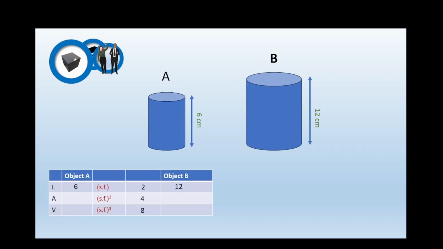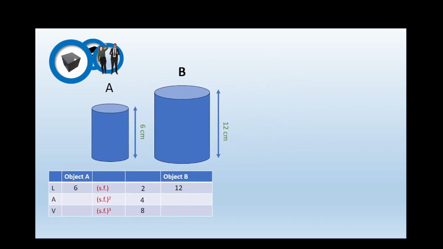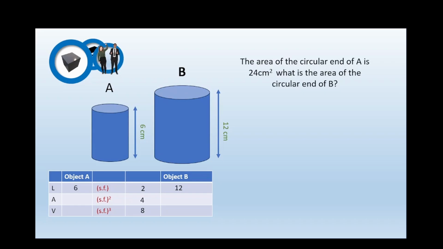And now I'm ready to answer any questions. So my first question is: the area of the circular end of A is 24 centimetres squared. What's the area of the circular end of B? Well, how am I going to work that out? It's easy. What am I looking at here? It is area. So I put that area number in for object A, it's 24. And all I have to do now, just as I did for the length, is multiply it by the scale factor squared. So the area of the circular end of B is 96 centimetres squared.